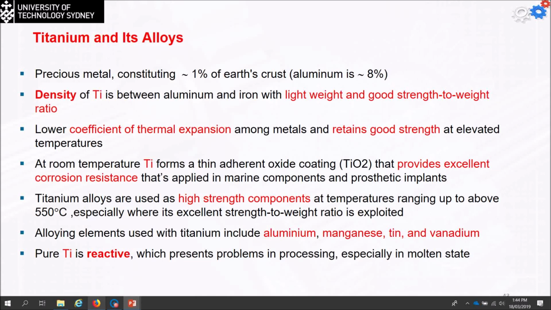Alloying elements used with titanium are aluminum, manganese, tin, and vanadium. Pure titanium is reactive, and this is one of the limitations we have in manufacturing.